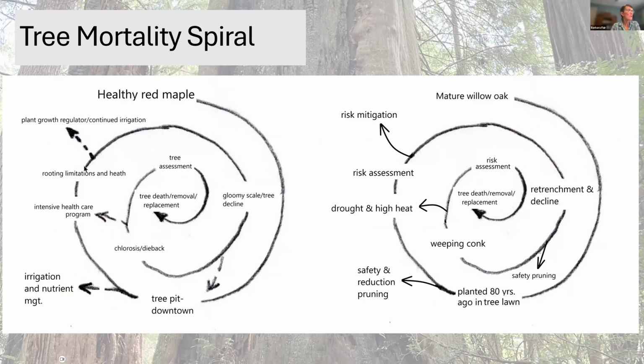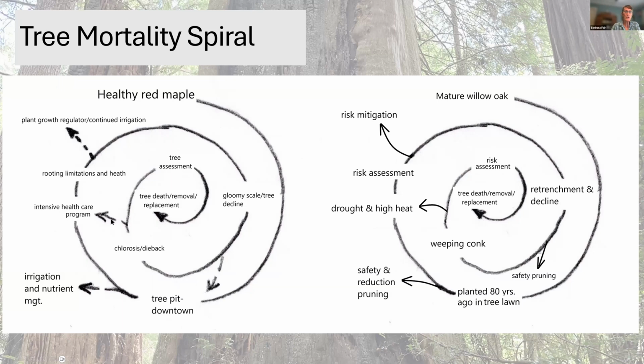But say you don't do any of those things. Now you're spiraling around where, again, not in the best site. Even though it's a native tree, it's not an urban native tree. You end up with gloomy scale, and so that leads to tree decline. So you get chlorosis and dieback.